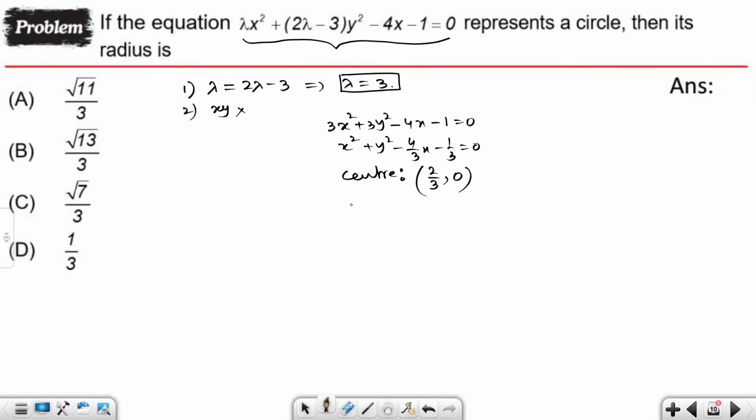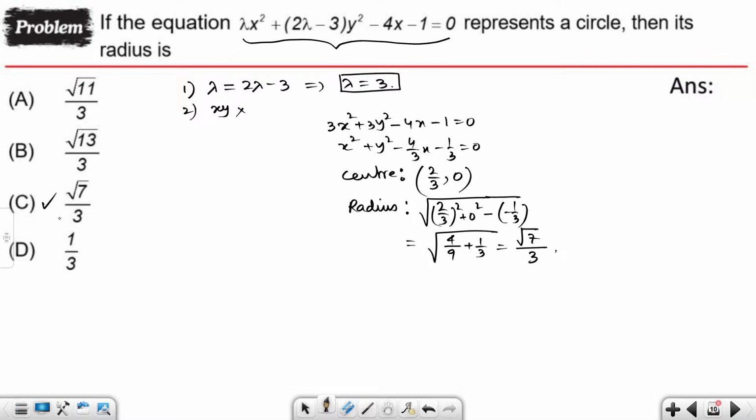And what is its radius? Its radius will be root over (2/3) whole square minus of minus 1/3. So you are getting 4 over 9 plus 1 over 3. So it's coming like root 7 over 3. Yes or no? Okay. Hence option C is correct.